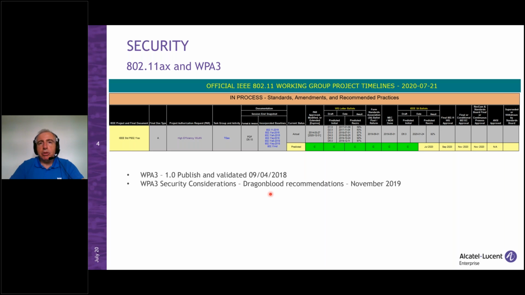So this is the Dragonblood recommendation that has already been fixed. So even we in Ali, we didn't suffer them. And in any case, there are patches. I think all vendors already have patched them. So WPA3 is as secure as any commercial grade cryptography can be.